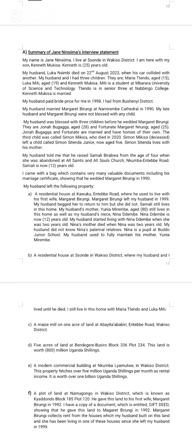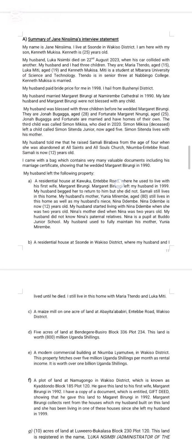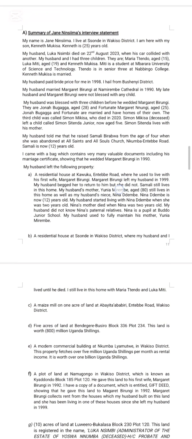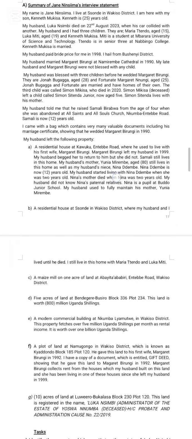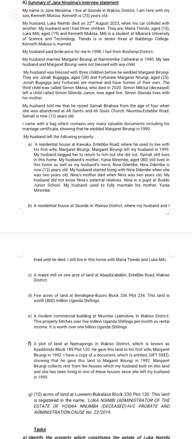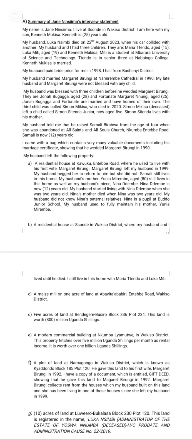My name is Jane Sime. I live at Nsonde in Wakiso district. I'm here with my son Kenneth Mukisa. Kenneth is 25 years old. My husband Lukan Simbi died on 22nd August 2023 when his car collided with another. My husband and I had 3 children. They are Maria Ntendo, aged 15, Luka Miti, aged 19, and Kenneth Mukisa Miti is a student at Mbara University of Science and Technology. Tendo is a senior C at Nabingo College. Kenneth Mukisa is married. My husband paid bride price for me in 1998. I hail from Ushenyi district.